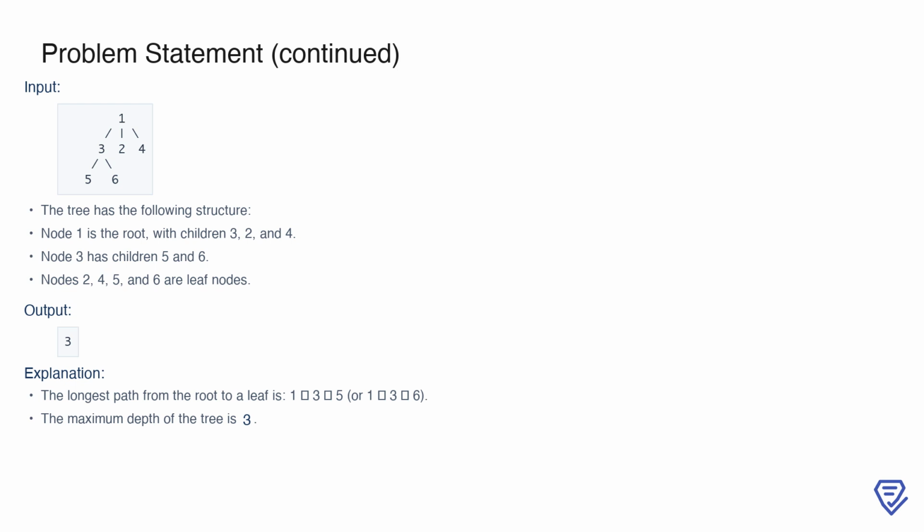The task is to determine the maximum depth of this tree. The longest path from the root to a leaf goes through nodes 1, 3, and then either 5 or 6. This path consists of 3 nodes, so the maximum depth of the tree is 3.